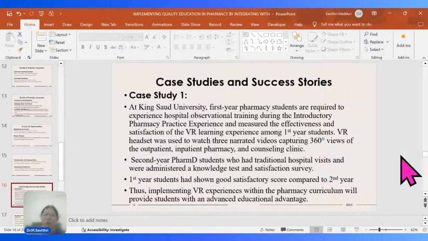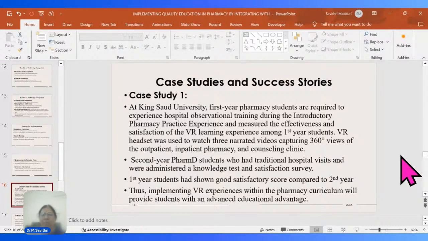At King South University, I have just taken one example. Many universities may be following this. At a university, the first year pharmacy students are required to experience hospital observational training during the introductory pharmacy practice experience. They call it IPPE. Here, the aim is to measure the effectiveness and satisfaction of the VR learning experience.